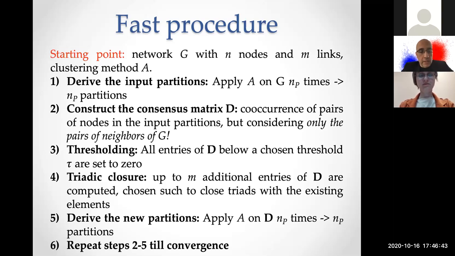And then we add an additional step. It seems to help if you use a specific algorithm to find a partition, which consists of closing triads. So basically we add m additional entries. M is just the number of edges, so it's not really a parameter, because we found that that's enough to improve the results significantly. Once you have the consensus matrix from before, which is sparse, you add up to m additional entries by closing triads. So if you have a triad in the consensus matrix, you just close it by computing the frequency of co-clustering of the two nodes that close the triad.